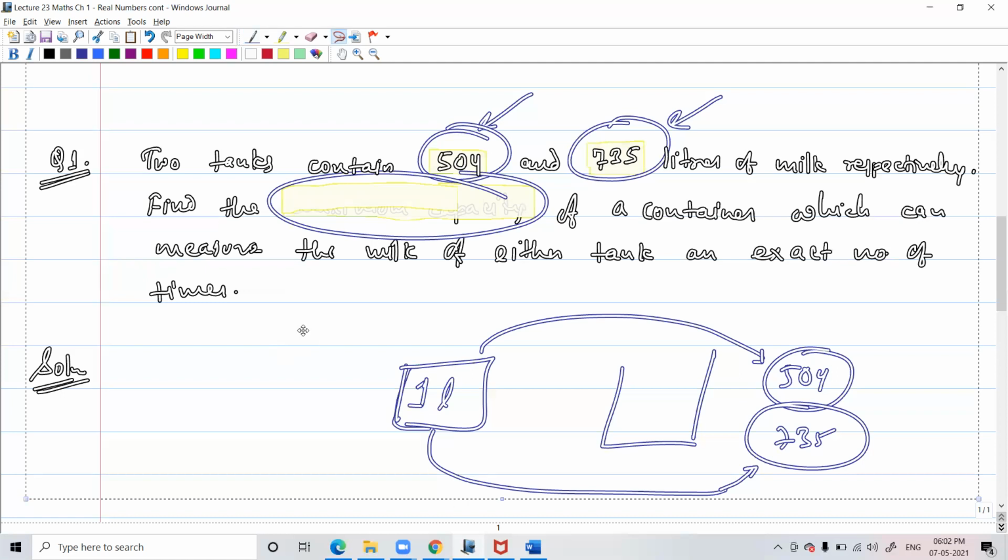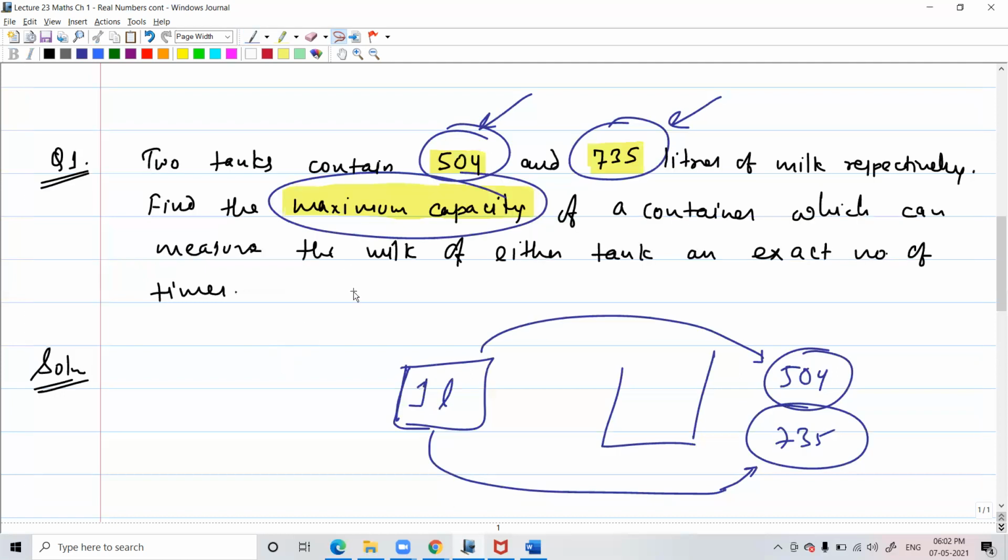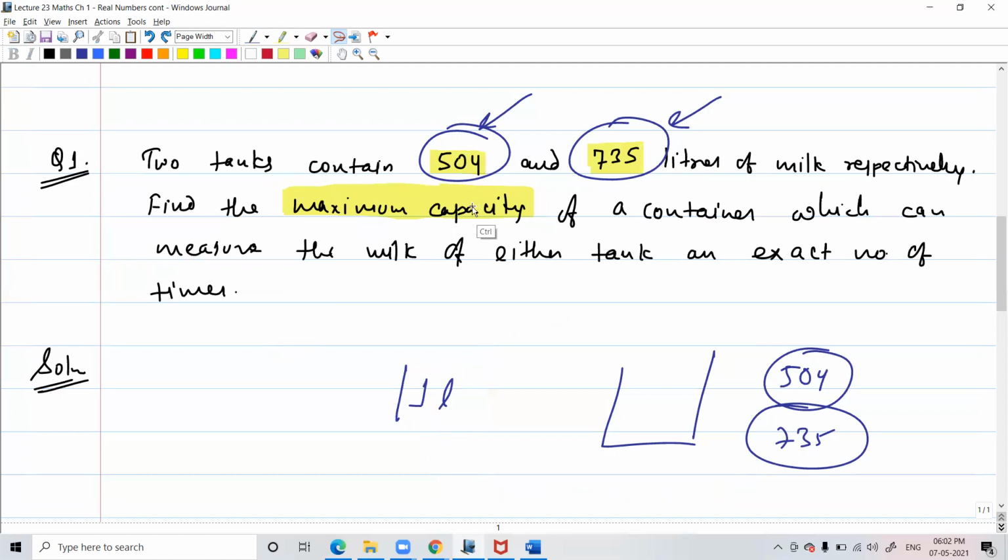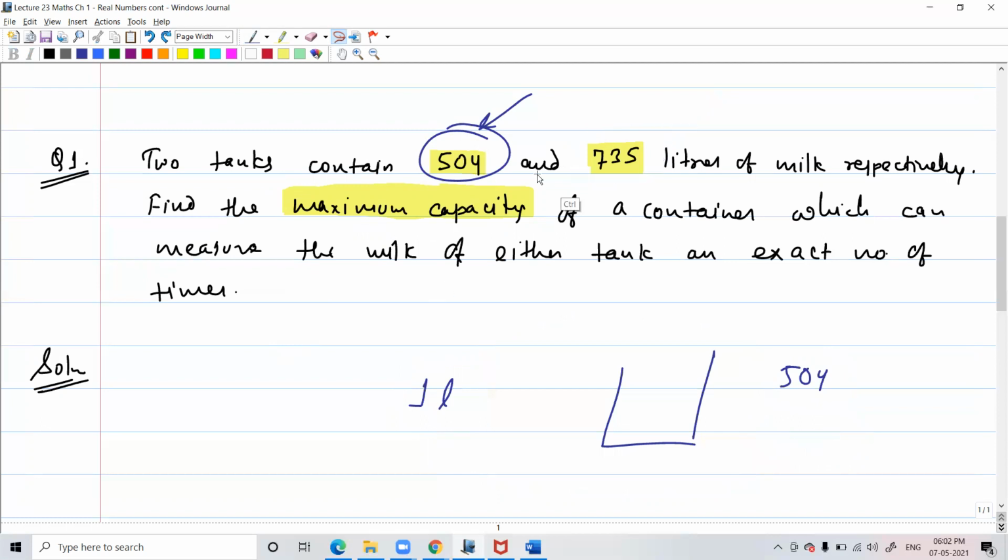So they are saying you should think of the maximum capacity. Which is the maximum capacity? Can I take a 2 liter can? Will it measure both of them exactly? No, sir. The 2 liter can will not be able to measure this one correctly, 735, because 735 is not a multiple of 2. So what is it actually we are trying to find? We are trying to find the biggest number which will divide both of them.